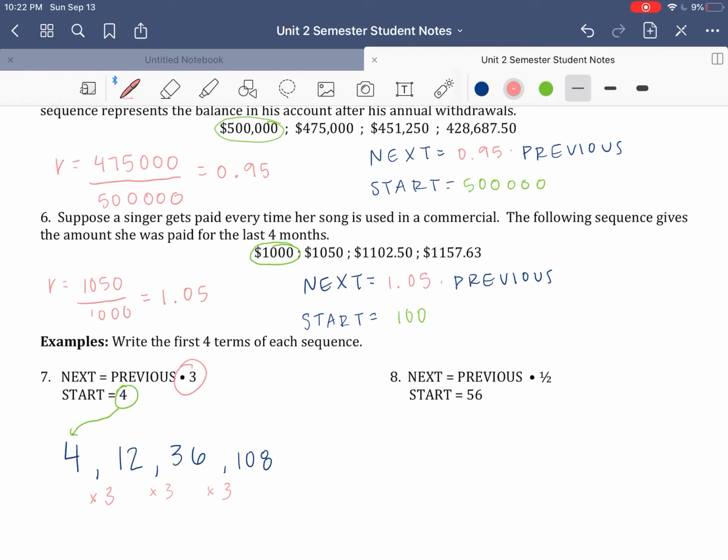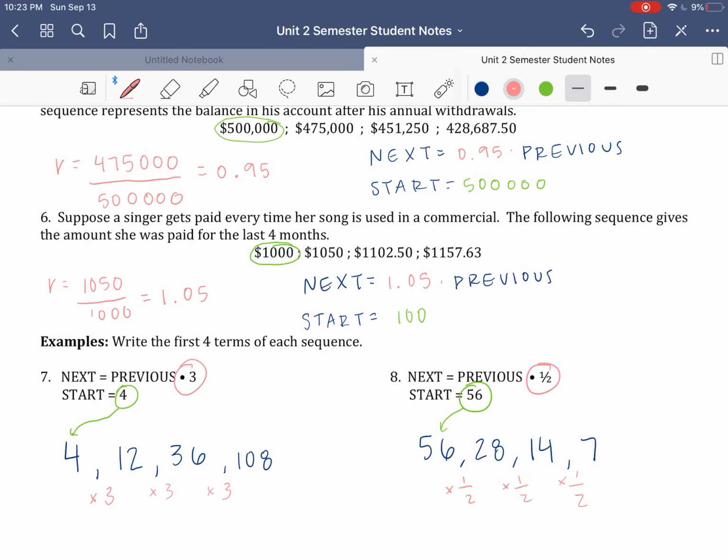So go ahead and try the next one if you want to. Take a pause if you think you've got it. This one we should be multiplying by 1/2, and we start at 56. So again, quick math for you. Multiplying by 1/2 is the same as dividing by 2, which might make that easier to think about in your head. My next number would be 28, or I can multiply by 0.5, and then 14, and then 7. So start number came directly from our equation, and then we multiplied by 1/2 every time.